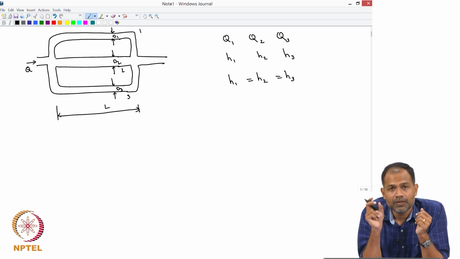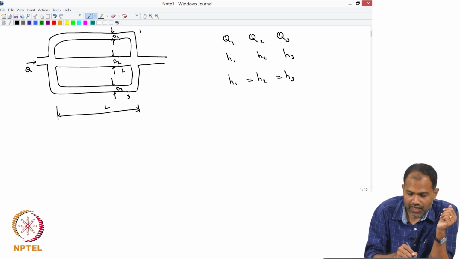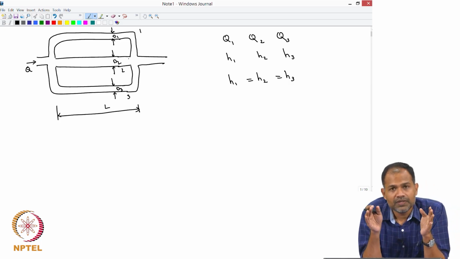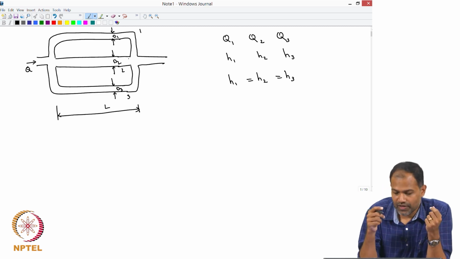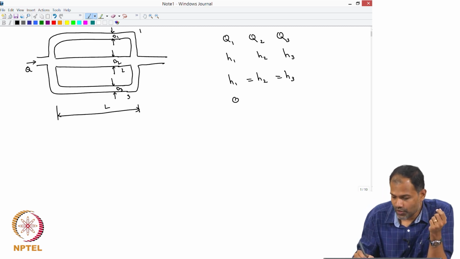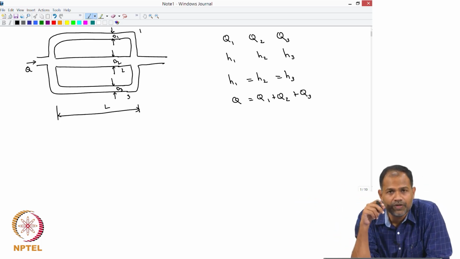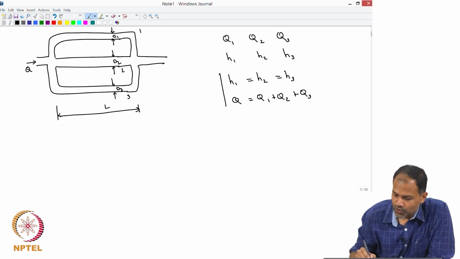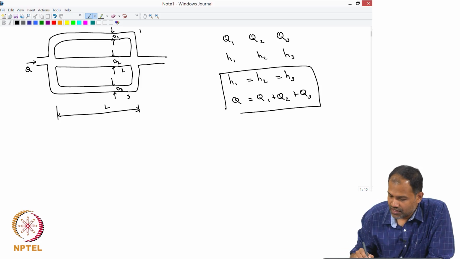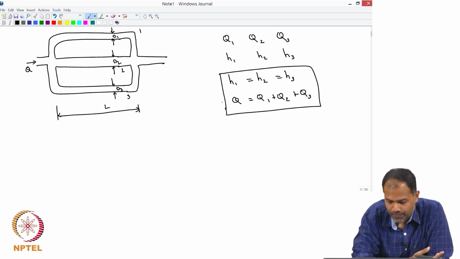In other words, the pressure drop across the inlet and the outlet will be the same whether you take path 1, 2 or 3. However, the total flow rate Q is divided into Q1 plus Q2 plus Q3, since the volumetric flow rate is divided into 3 parts. So these are the 2 rules that dictate the flow configuration in this system.